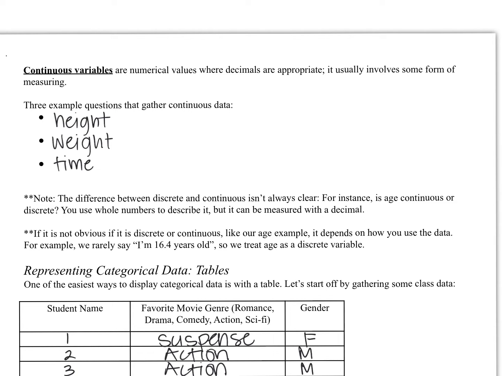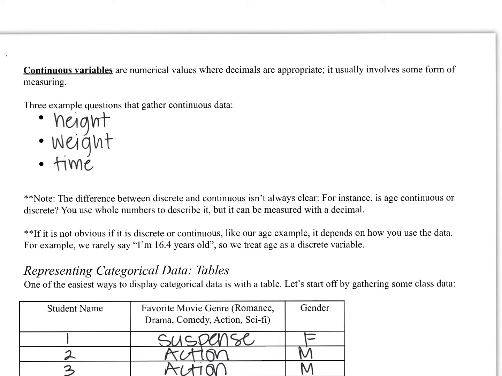You can look at hours, minutes, seconds, so on and so forth. So for example, the difference between the discrete and continuous isn't always clear. So for instance, is age continuous or discrete? You use whole numbers to describe it, but you can measure decimal with an age. And sometimes, like age, the context in which you're using it is important.